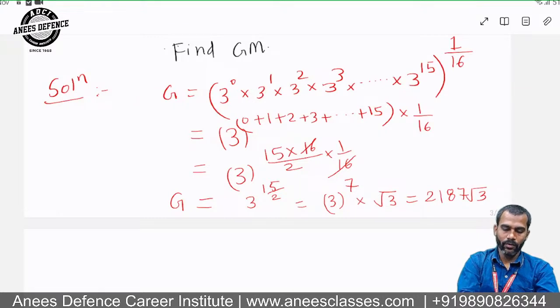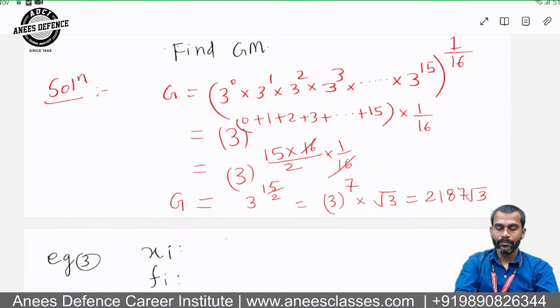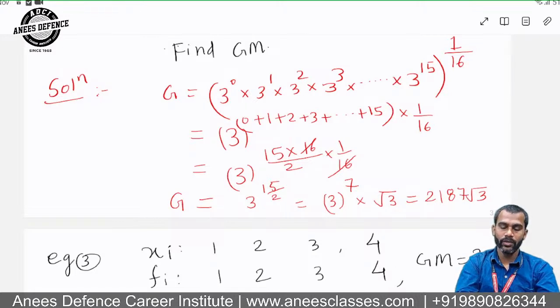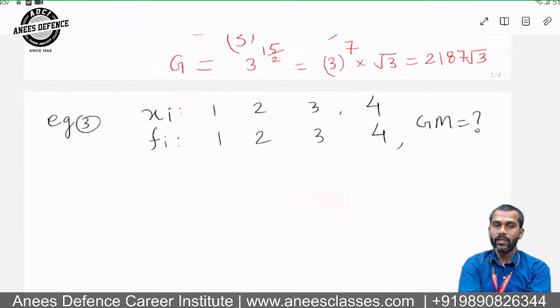Yes, sir. Very good. We'll take one example for frequency as well. So example number 3. Suppose we have xi and fi. The observations xi are maybe 1, 2, 3, 4, and frequencies are the same, 1, 2, 3, 4. Find GM. Please try. Find GM.